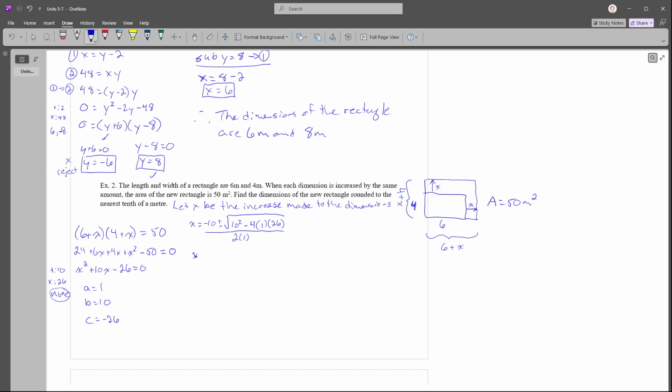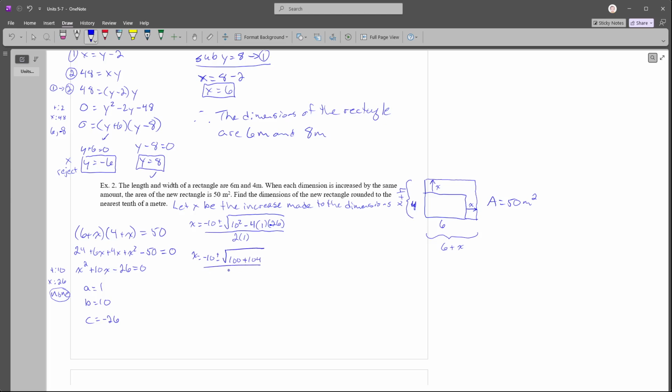Okay, well, it's time to actually do the math now. So we have x is equal to negative 10, leave that alone, plus or minus, leave that alone, the square root. So 10 squared, that's 100. Now we have minus 4 times, oh, this should be negative 26. 4 times negative 26, that's important, because otherwise it wouldn't actually work, which is 104. So it's going to be 100 plus 104.